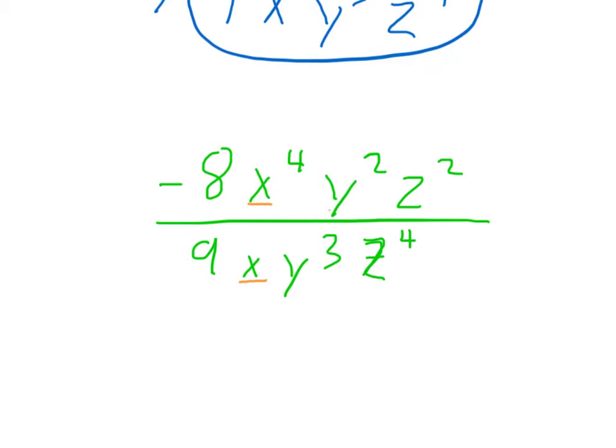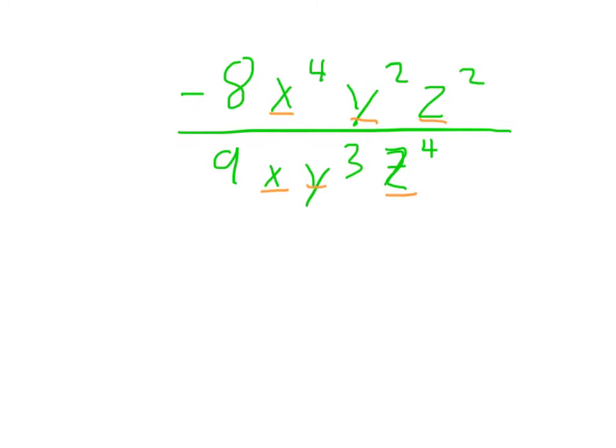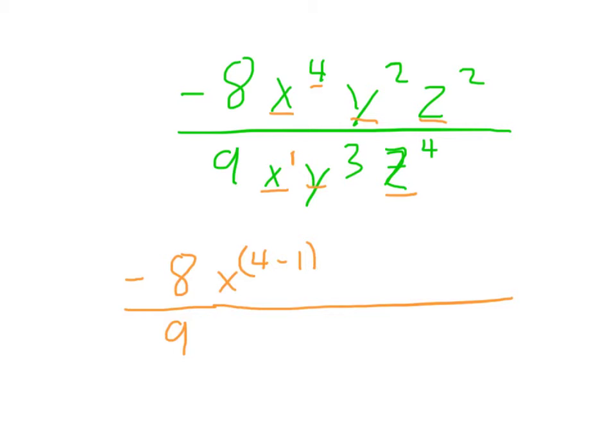So these bases are the same, these bases are the same, and these bases are the same. Therefore, we can subtract the exponents. So now we have negative 8 over 9 still. But now we have x to the fourth minus, this is going to be a 1. So we have x to the 4 minus 1. And now we have y to the 2 minus 3. And then, of course, z to the 2 minus 4.